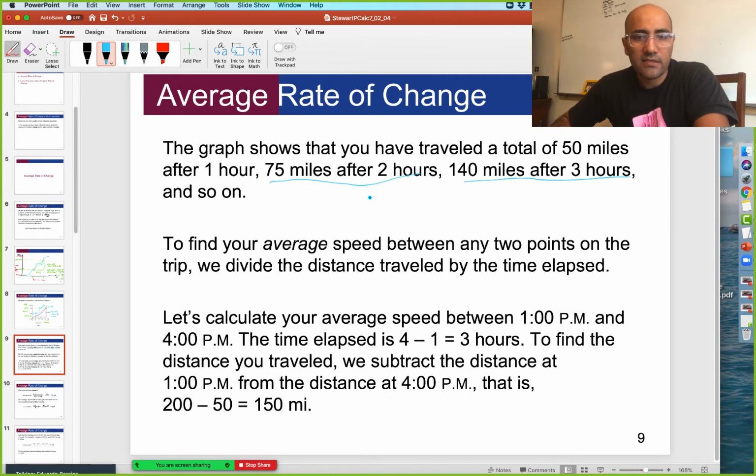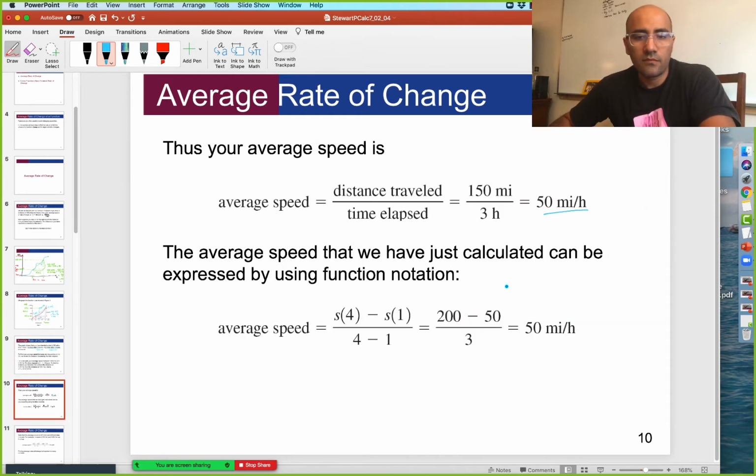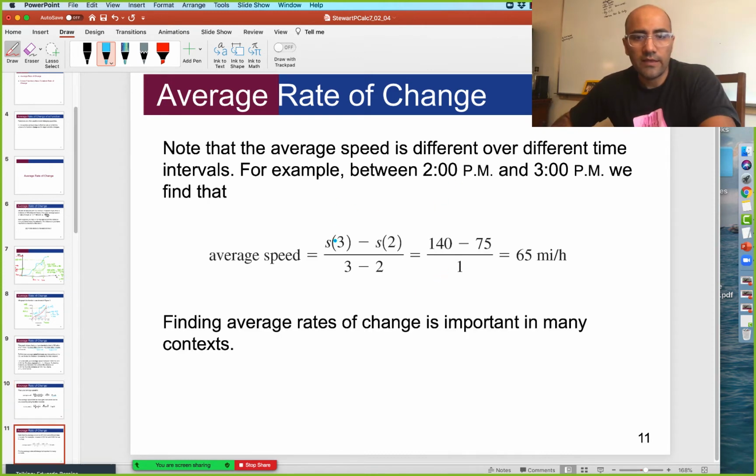So we know that s of 2 equals 75 and s of 3 equals 140. We divide them and we get 65 miles per hour. So the average speed between 2 p.m. and 3 p.m., during that hour, on average, the speed was 65 miles per hour. So a little bit different for different points. Any questions?